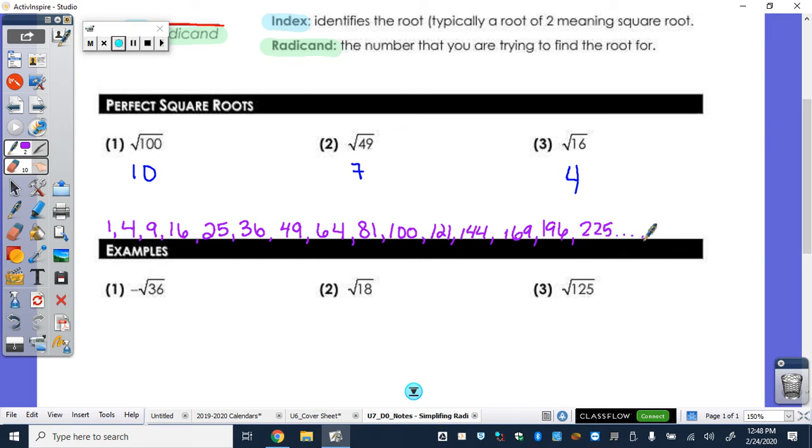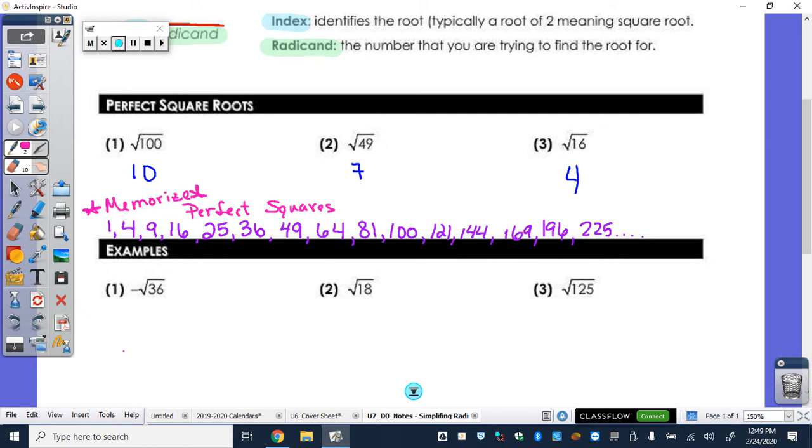Your perfect squares is actually an infinite list. It means it keeps going on forever. There's an infinite amount of perfect squares. You should at least memorize those first 15. It's going to make our lives easier. So again, a lot more than 15, but those are going to be our most common ones that we're using, so you should get those ones memorized. It's going to make our lives easier.